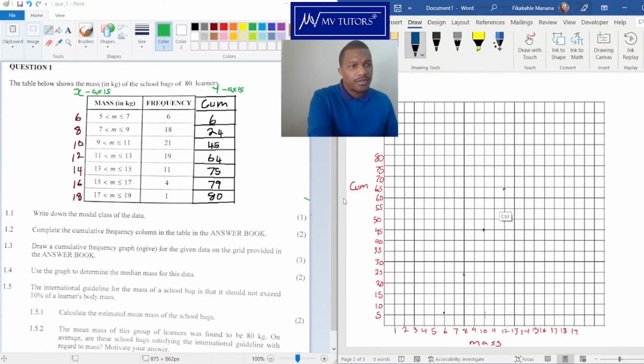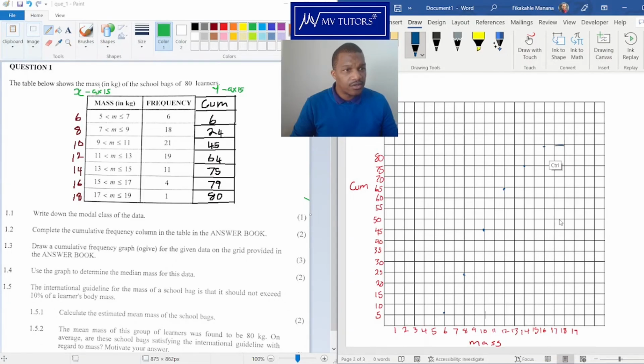What's going on with this thing? I don't like it. Anyway, 14 and 75. There's 14, go up to 75, right there. And then the next one is 16 and 79. 79 is going to be somewhere there. And the last one is 18 and 80. 18 and 80.